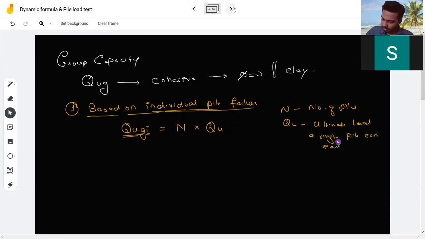ठीक है. अब QU का वैल्यू तुम्हें पता हुआ है. That is the equation number 3 that we have done. So I will write N multiplied by QU का वैल्यू तुम्हें पता हुआ है.